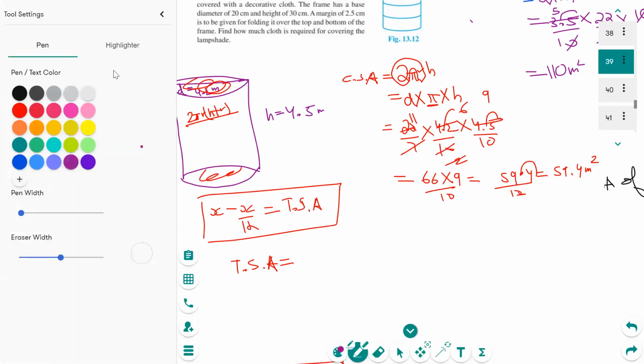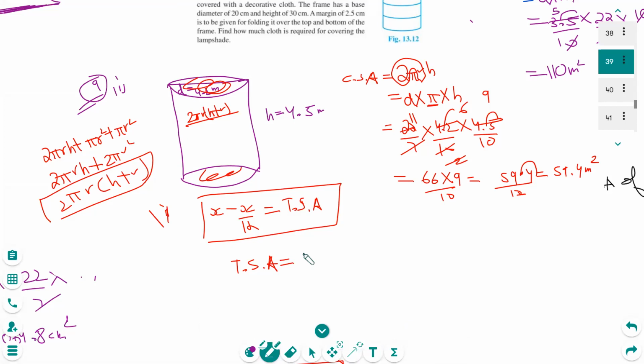See, this is a misconception I was talking about. So 2 pi r (h plus r). Let's just calculate it quickly.